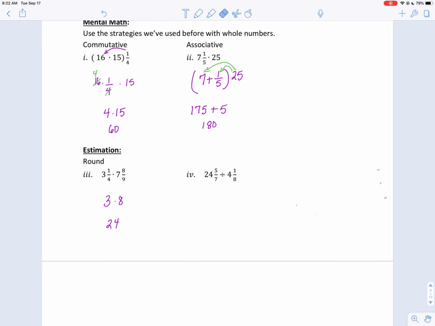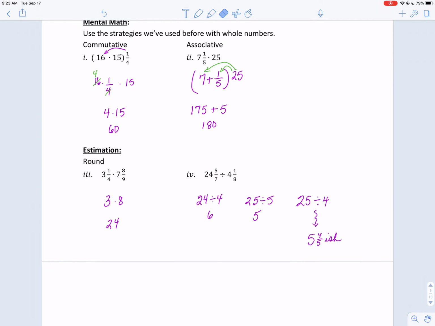You can do it different ways. You could think of that as, well, this is close to 24 and this is close to 4, so that's going to give me about 6. Or, well, that's about close to 25 and that's close to 5. That gives me 5. So you know your answer should be somewhere between 5 and 6.